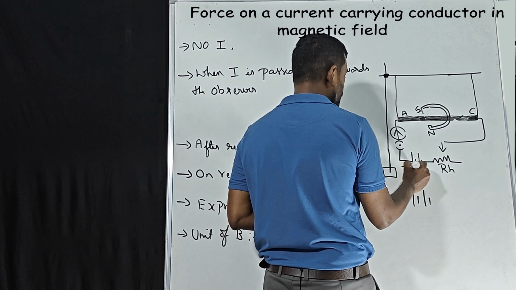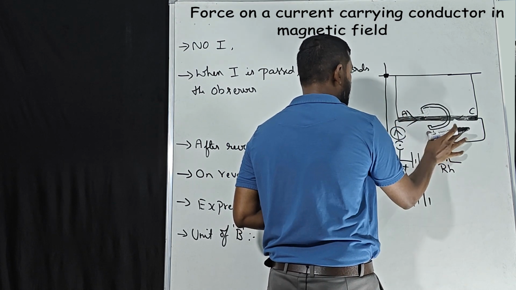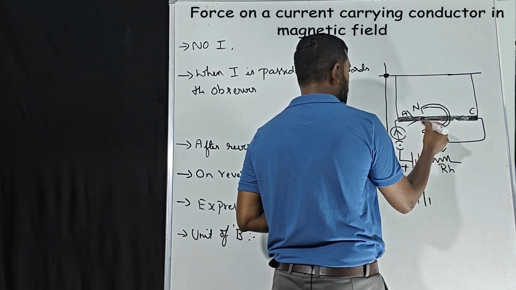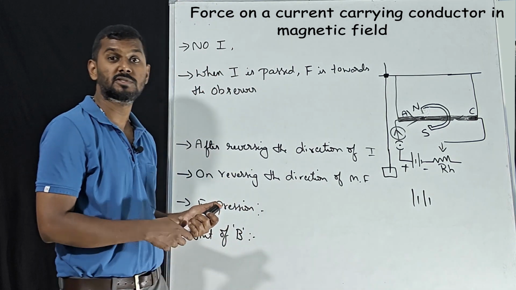Okay, the current is flowing from this direction. We are going to change the direction of the magnetic field. North is here, south is here. North is here, south is here. Now we'll see what happens to the force.